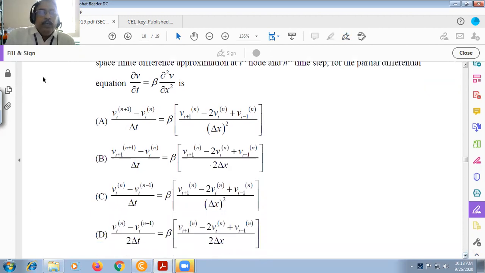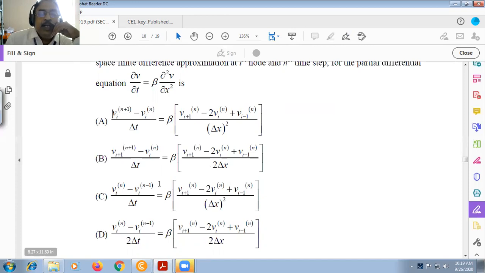Okay. Here, this one is correct. B, the LHS is correct for me. Beta, and here we have 2 into delta x, which is wrong. Right? So central difference, it is delta x square. And here in this one, this is backward difference, it is not forward: v_i^n minus v_i^(n-1).